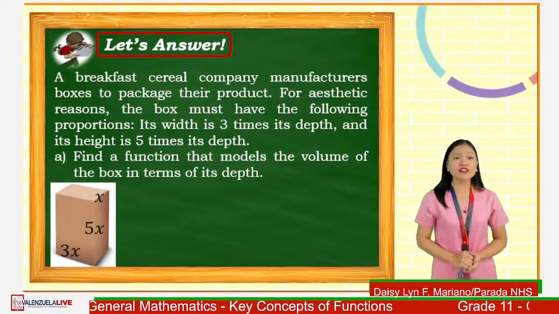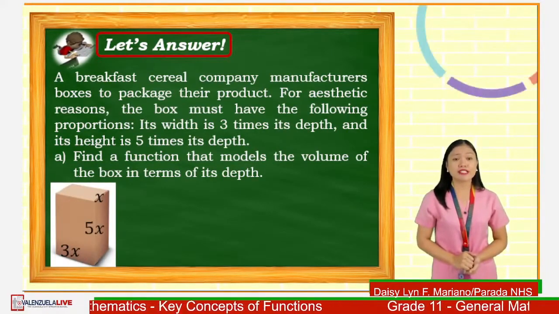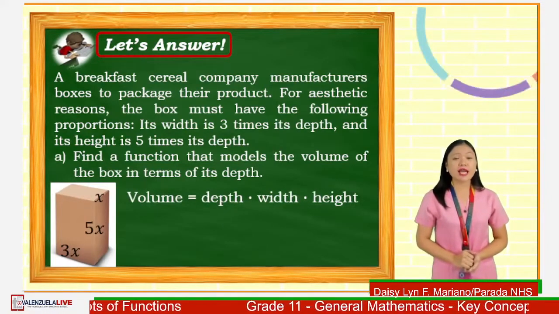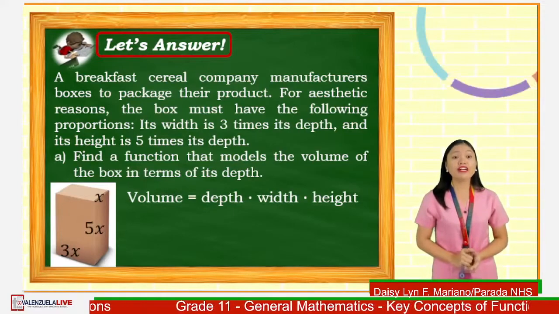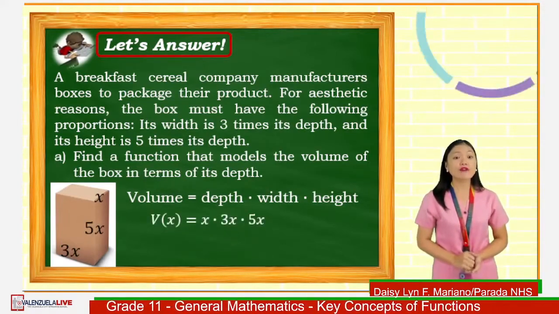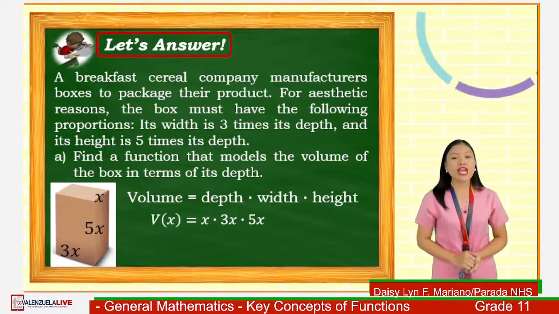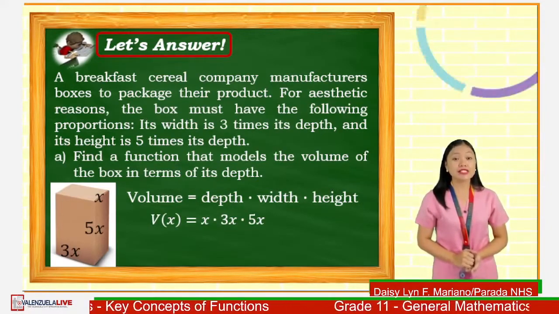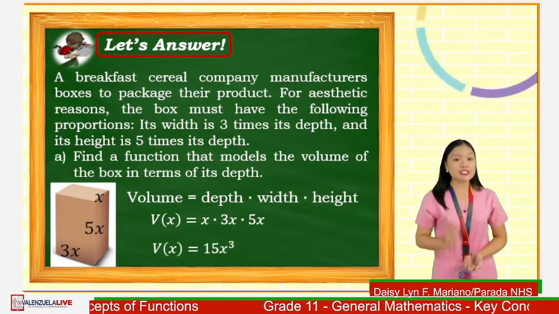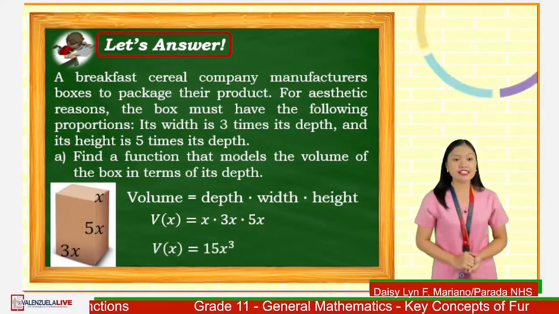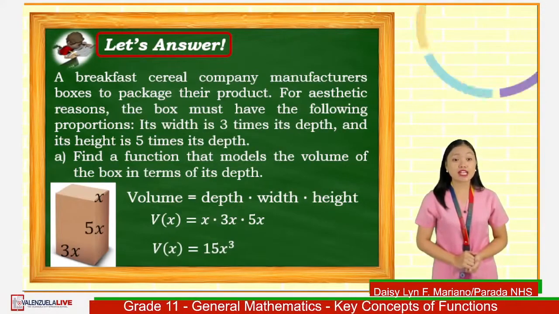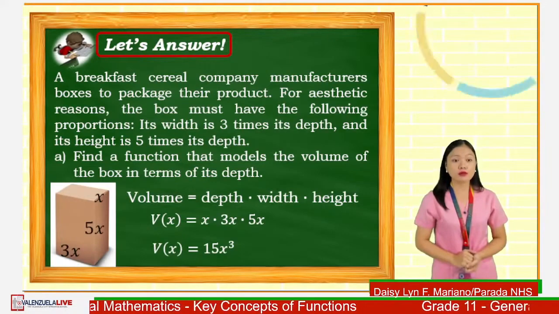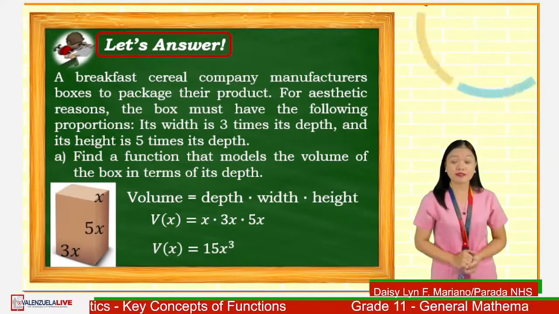To find a function that models the volume of the box in terms of its depth, we have volume equals depth times width times height, where x represents the depth of the box. Thus, we have V(x) = x times 3x times 5x. Getting its product, we have V(x) = 15x^3. And this is the function that models the volume of the box in terms of its depth.